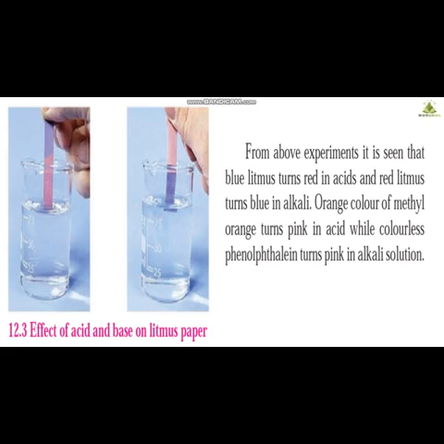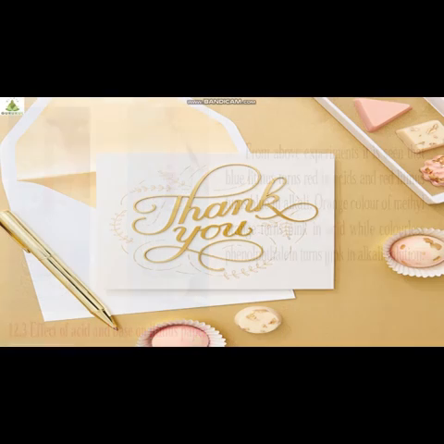Now, whatever experiment we are going to perform, in the previous table that I'm talking about, one thing you will notice is that blue litmus paper turns red in acidic solution, and red litmus paper turns blue in alkali solution. Now, the orange color of methyl orange, which is an indicator, remember, will turn pink in acidic solution, while colorless phenolphthalein will turn pink in alkali solution. So these are different observations that we get after performing this activity. This is a small table that I have just talked about. We have it in the textbook.